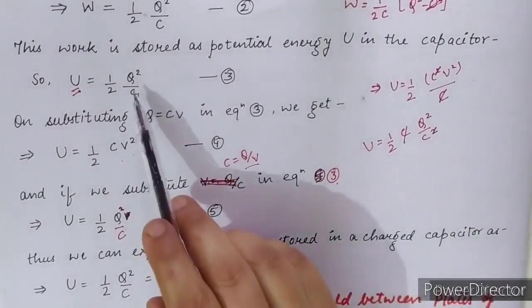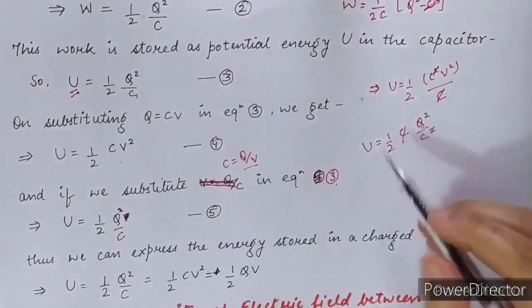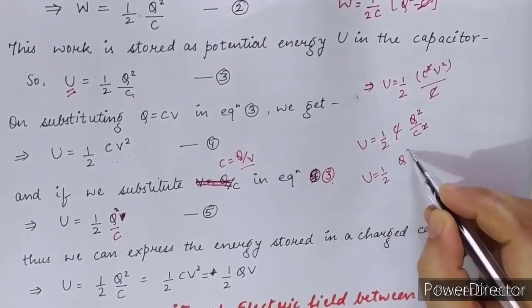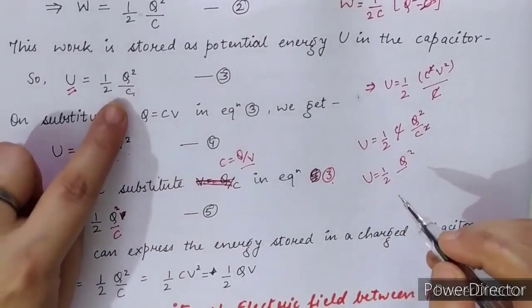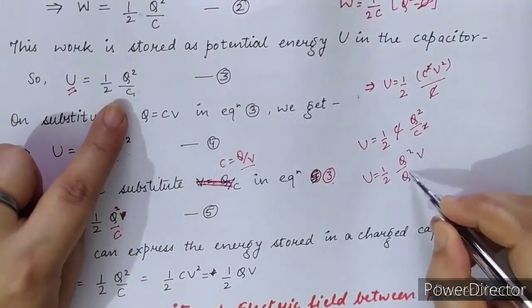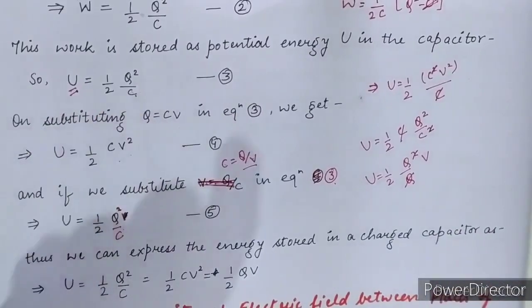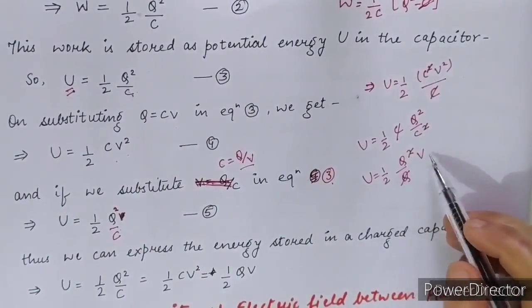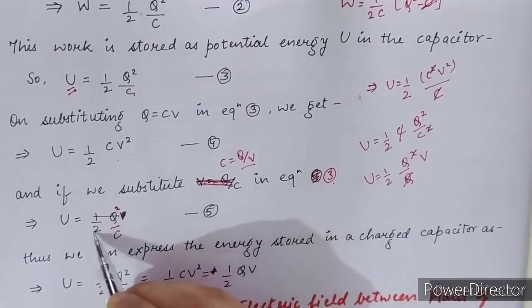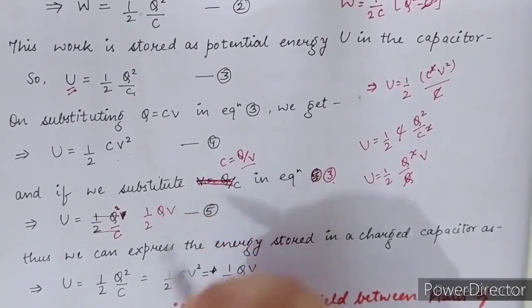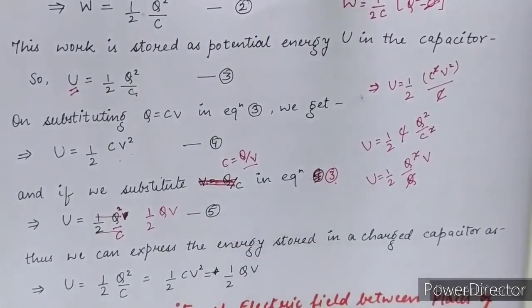Here we have to put the value of C. U is equal to half Q square, and in place of C we put Q upon V. Q and one Q cancel out. What do we get? Half QV. Equation number 5.